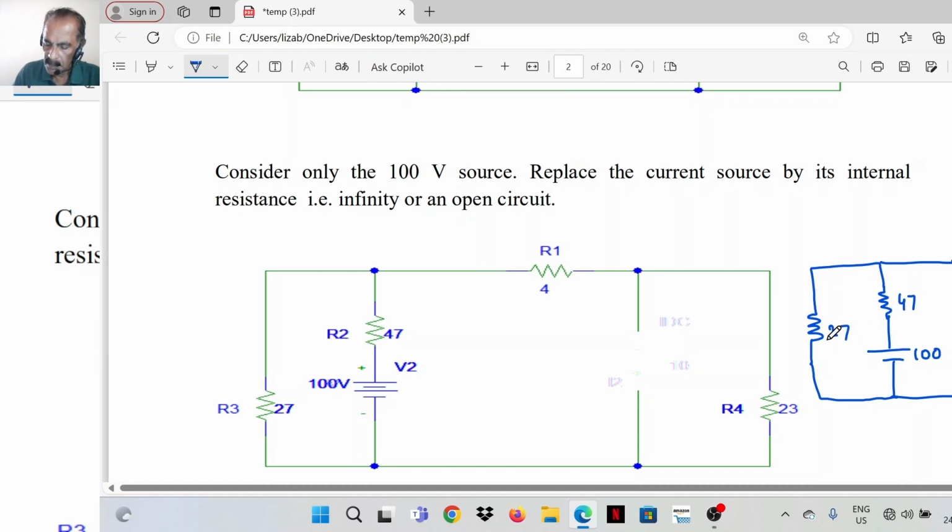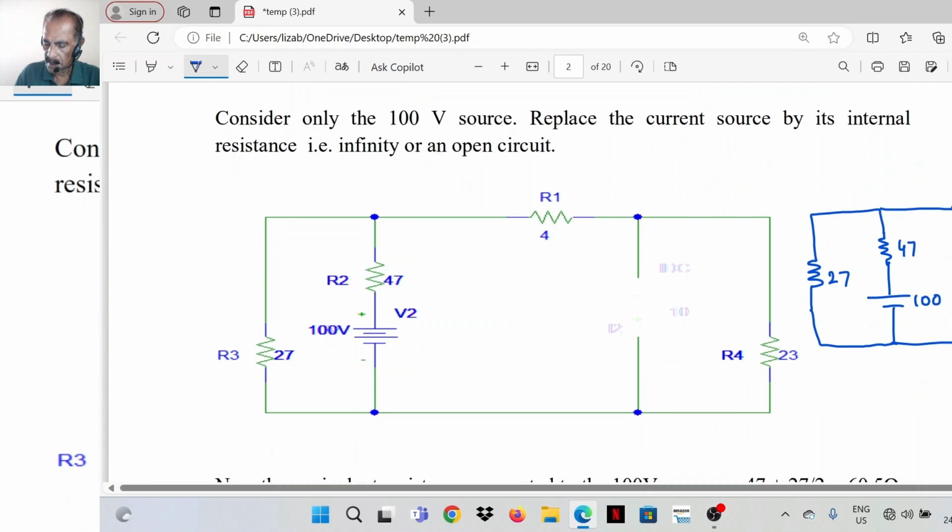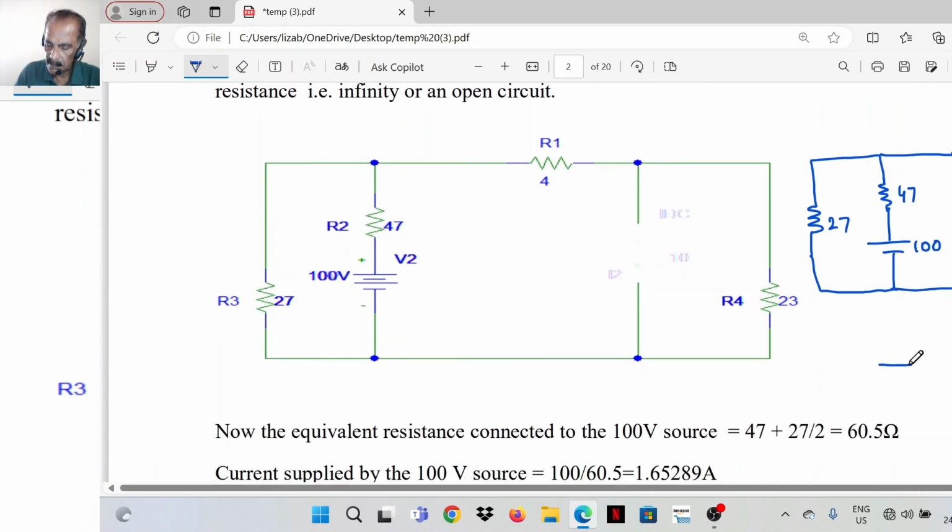So now these two 27 are coming in parallel and the equivalent of that is 27 by 2. That will be added to 47. So the net resistance of the circuit is, 100 volt, 47. This 27 I can bring it to the right side. Equivalent is 27 by 2. So 47 plus 27 by 2, 60.5 is the total resistance coming across the 100-volt source.